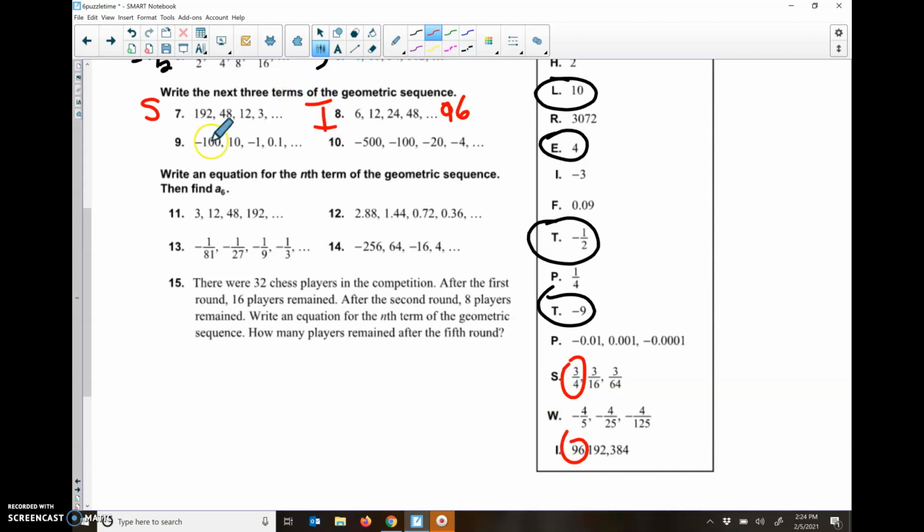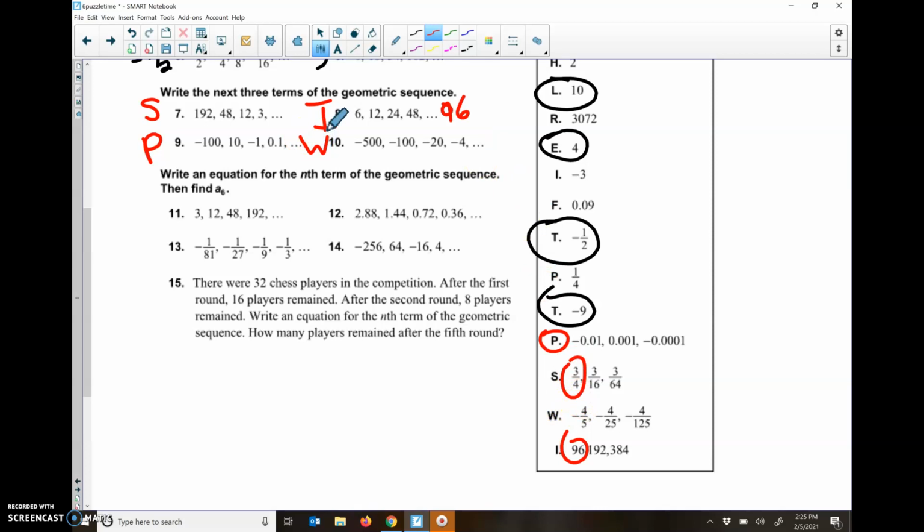Okay, looks like this one's going down, so we're multiplying by a fraction here. So -100 to 10 to -1 to positive 0.1. So we know the next one's going to be negative. Well, that doesn't help. Both of them are negatives. And then the next one's going to be positive, so that does help then, because this one's negative, negative, negative, and this one's negative, positive. So it looks like we're multiplying by 1/10 there, so letter P. And then the last one that's left, it looks like we are multiplying by 1/5. So -4 times a fifth is -4/5, and then we keep multiplying there.